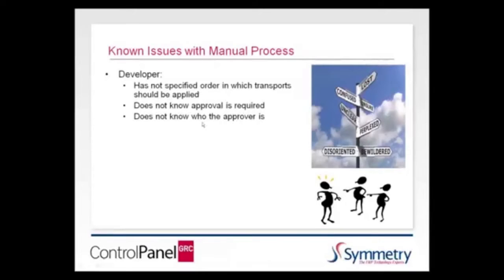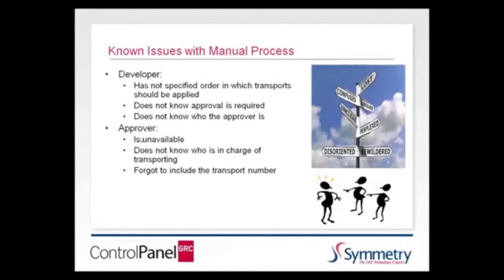Or possibly the developer does not know who the approver is, so they'll talk to who they know, and we have to hunt down the approver so that the transport can be approved to move to the next system. If the approver is unavailable, then hopefully the company has a backup approver that we can talk to that also has authority to approve transports. If they're both unavailable, then you have to wait, obviously. Everyone has vacation time. They're not always going to be available.